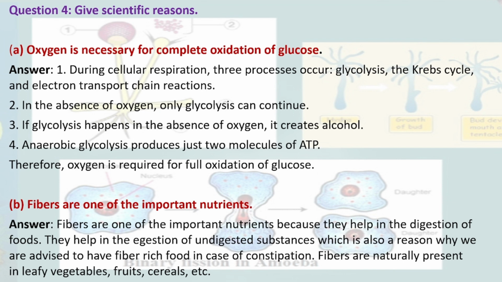B, fibers are one of the important nutrients. Answer: fibers are one of the important nutrients because they help in the digestion of food. They help in the digestion of undigested substances, which is also the reason why we are advised to have fiber-rich food in case of constipation. Fibers are naturally present in leafy vegetables, fruits, cereals, etc. That is why we mostly eat roti and such, because it mostly has fibers.